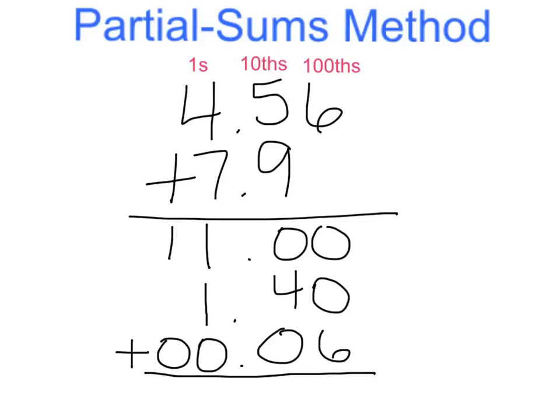6 plus 0 is 6. 4 plus 2 zeros is 4. I'm going to bring my decimal straight down, and then I have 1 plus 1, which is 2, and 1 plus 0, technically plus 0, I just didn't write that 0 in, and that's 1, so my final answer is 12 and 46 hundredths.